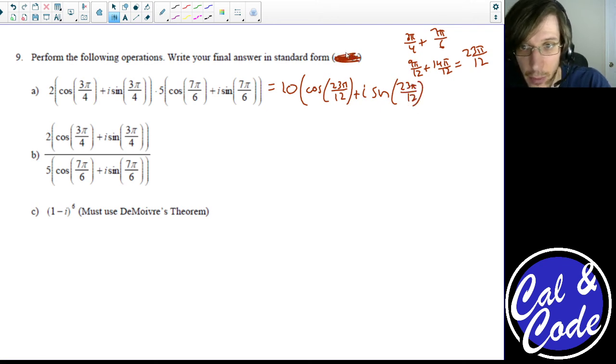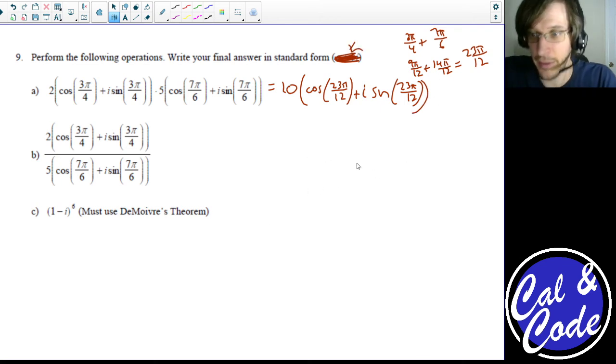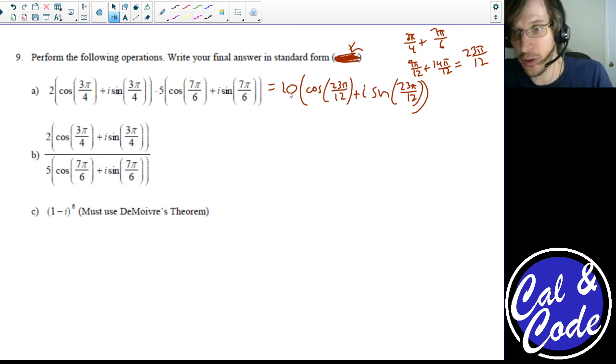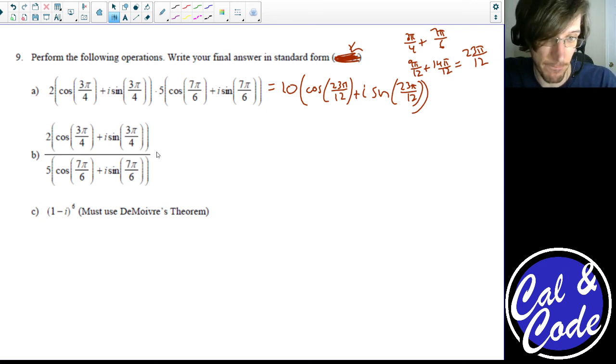So ignore that last little part about writing it in a plus bi, unless you have your calculator handy, and then of course you could go ahead and write it out. On the test, they're going to be ones that work out nicely to things on the unit circle. So if you don't have a calculator handy, you'll still be fine.